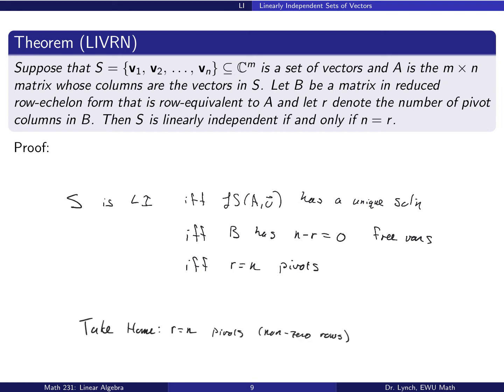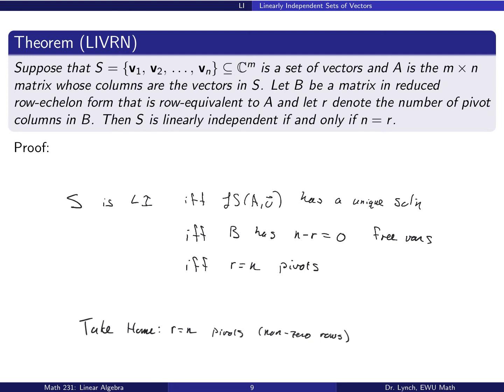Okay, sort of a take home here is that r equals n pivots, or equivalently non-zero rows, is an indicator of linear independence for this set S containing vectors who form the columns of A.